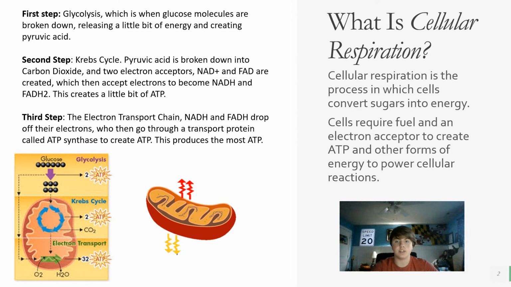Cellular respiration is a process in which cells convert sugars into energy. Cells require fuel and an electron acceptor to create ATP and other forms of energy to power cellular reactions. The first step is glycolysis, in which glucose molecules are broken down. The second step is the Krebs cycle, where NADH, FADH2, and ATP are made. The third step is the electron transport chain, where NADH and FADH2 drop off their electrons and go through the transport protein. All these steps will be explained in more detail on the next few slides.